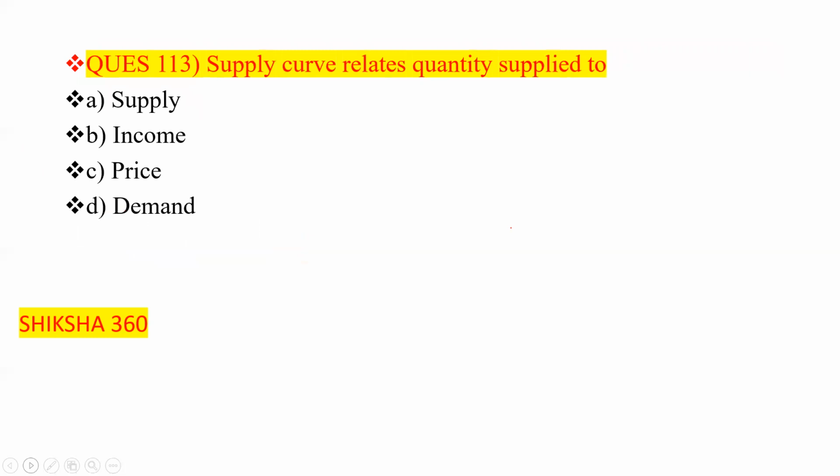Now move to the next question, a very easy question. Supply curve relates quantity supplied to what? We have already discussed this question. Option A is supply, option B is income, option C is price, and option D is demand.